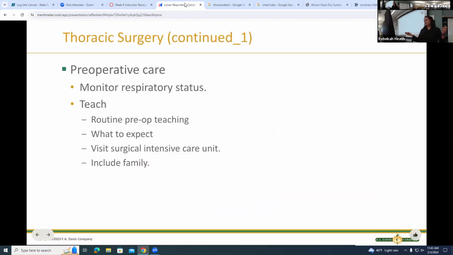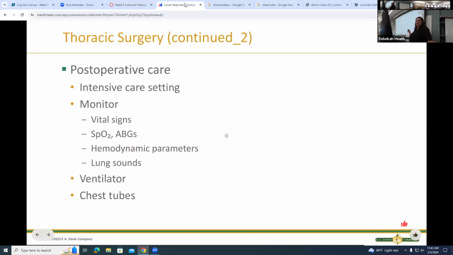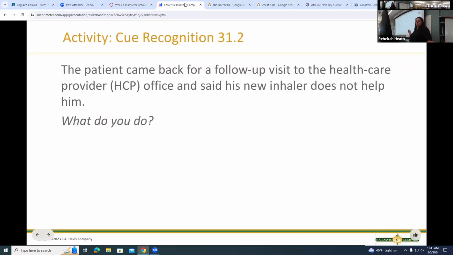If these patients are going to have surgery, like most surgery patients, we're going to teach them what to expect and what they want to know afterwards. We really want to include family, and we want to let them know they're probably going to go to the intensive care unit because we're doing some major work in their lungs. They're probably going to need some supportive ventilation and other things while they're recovering. They probably have some chest tubes.